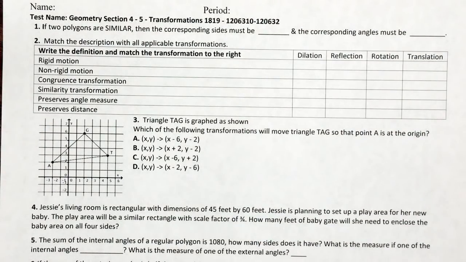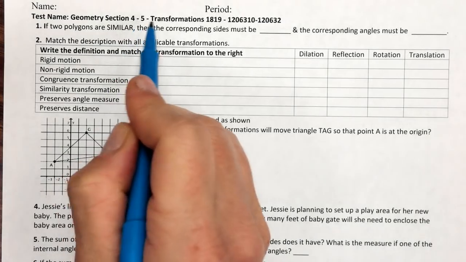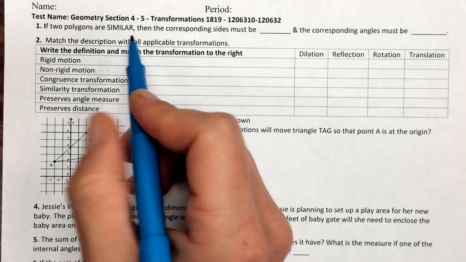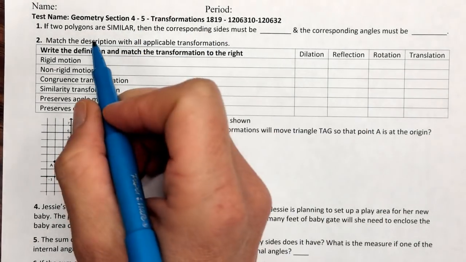All right. Hello, all of you awesome, brilliant geometry students. This is our review for our upcoming test on section 4 and 5, as you can see right here, although it really includes a lot of topics from section 2, transformations. So go ahead and get started.